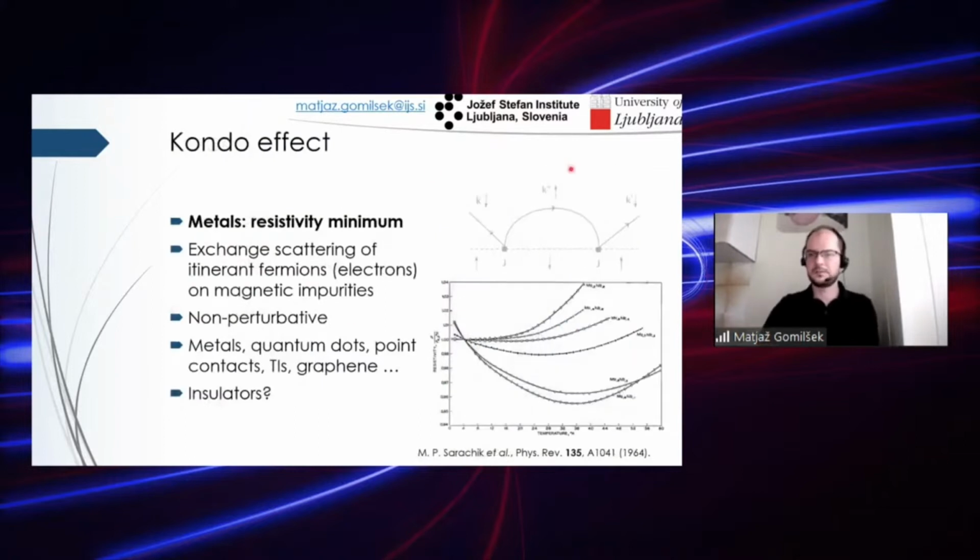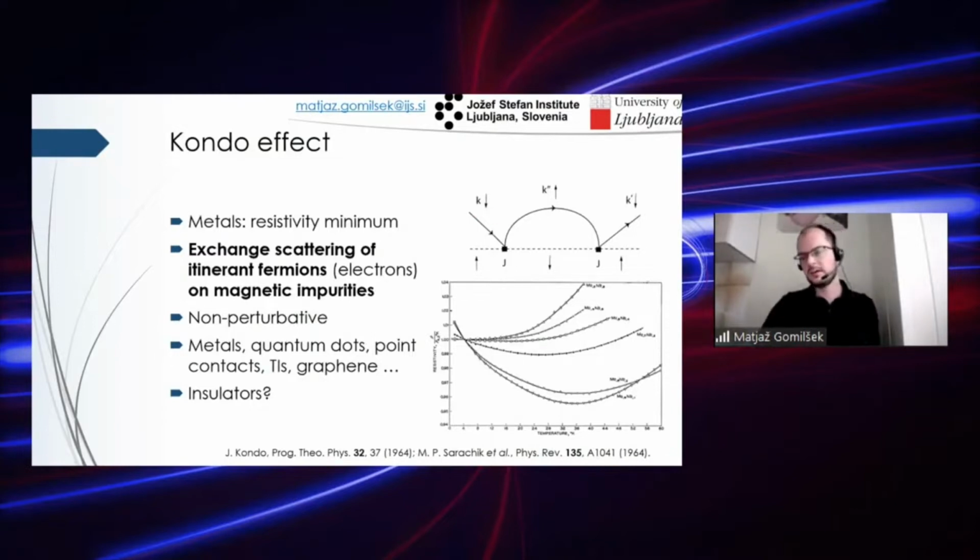And then some perspectives. So the Kondo effect is realized in metals as a peculiar minimum of resistivity, where instead of the resistivity of metals decreasing monotonically as the temperature is lowered, it sometimes increases at low temperatures. And it was realized that this is due to exchange scattering of itinerant electrons on magnetic impurities. So basically this is a second order process where an electron scatters off of a magnetic impurity by a spin flip in the intermediate state and then scatters off of that back to infinity.